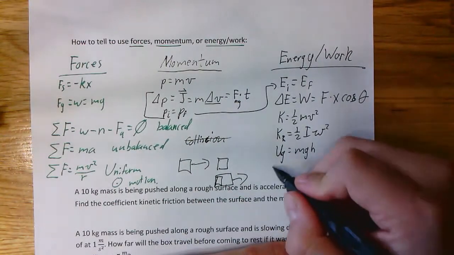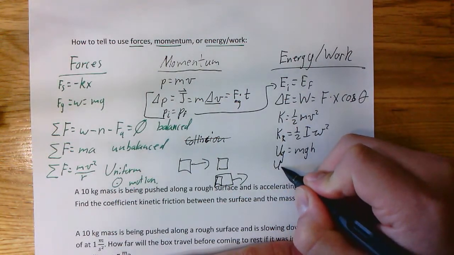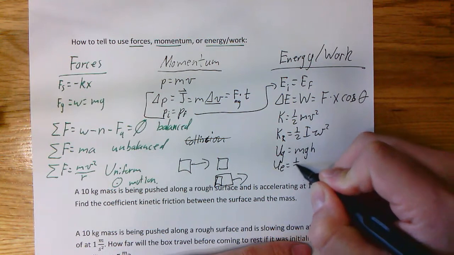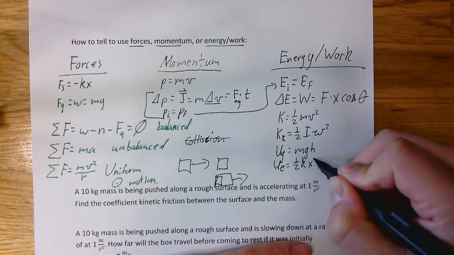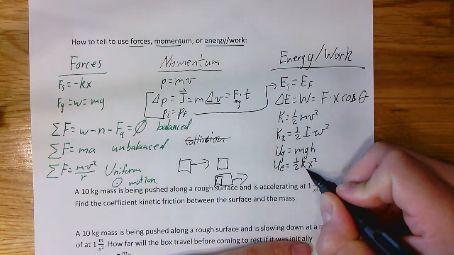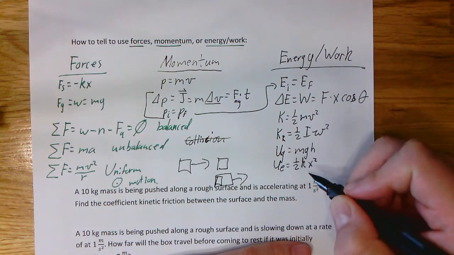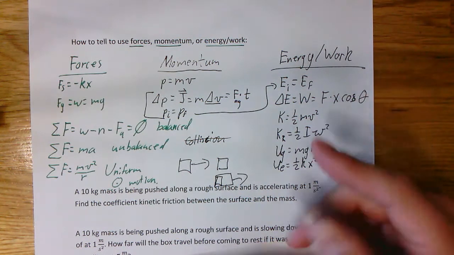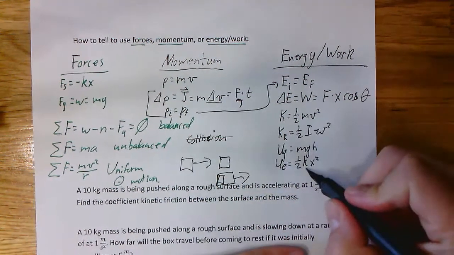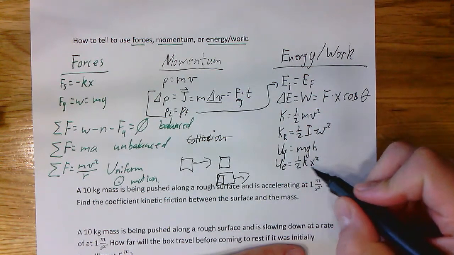And then we have elastic potential energy, which is 1/2 kx squared. K is our spring constant. It's how stretchy something is. Bigger K means less stretchy. It's really stiff and hard to stretch. Small k means really stretchy. And then x is how far you stretch it.